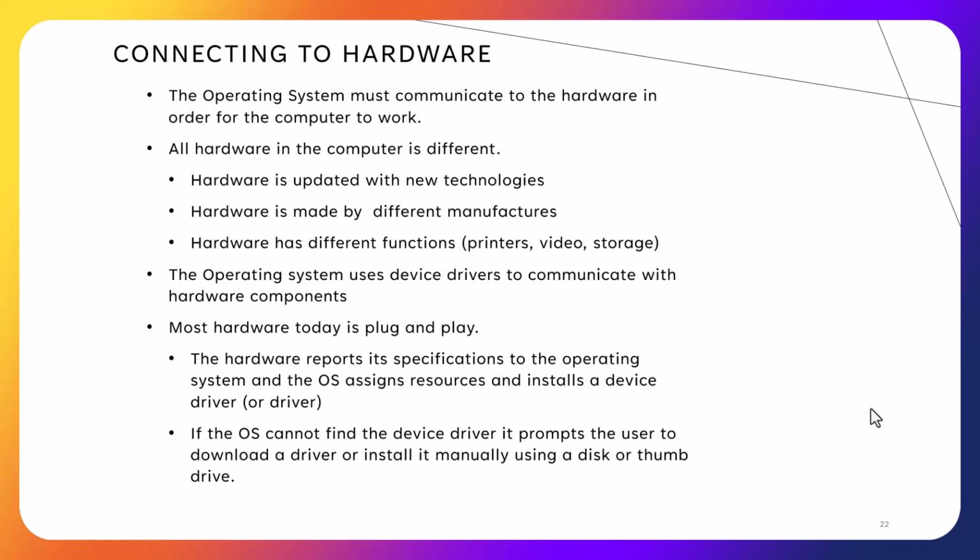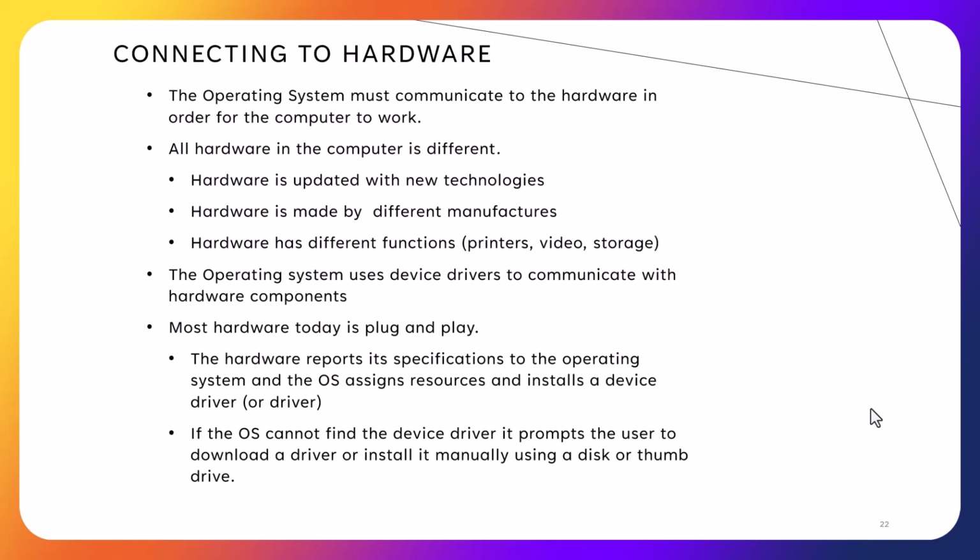Hardware is updated. You might be running a network interface card right now at 100 megabits, and you go out there and you buy a 1 gig card. It's different hardware. It's updated. It's newer. Hardware is made by different manufacturers. Hardware made by Hewlett Packard is going to be different than hardware made by Dell. It's just going to be different.